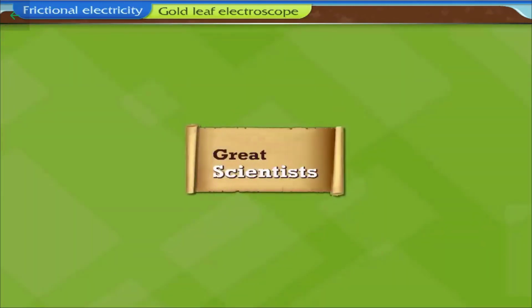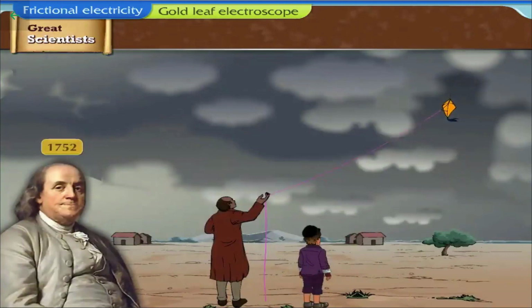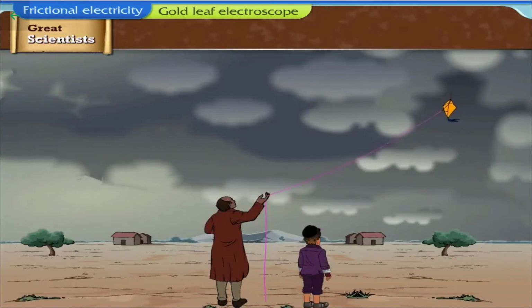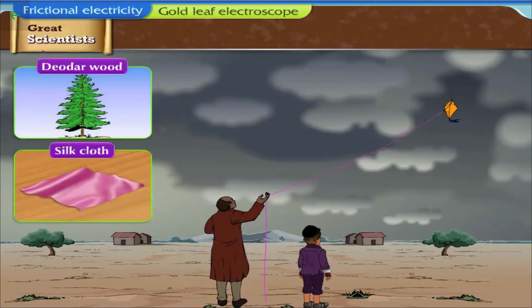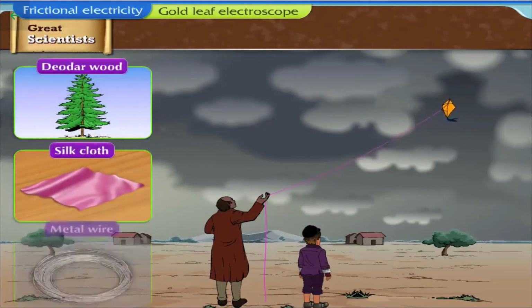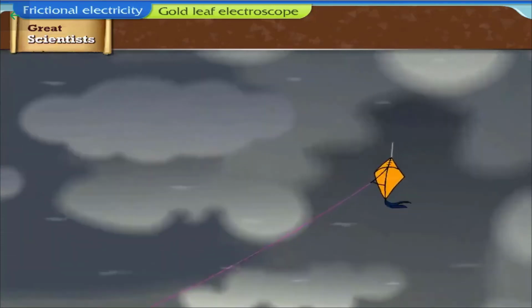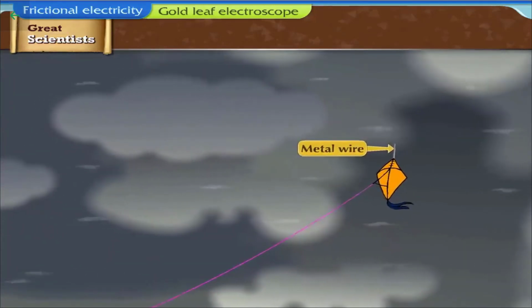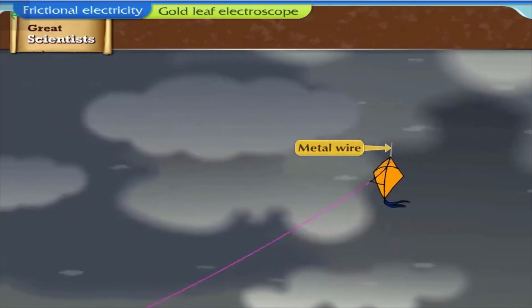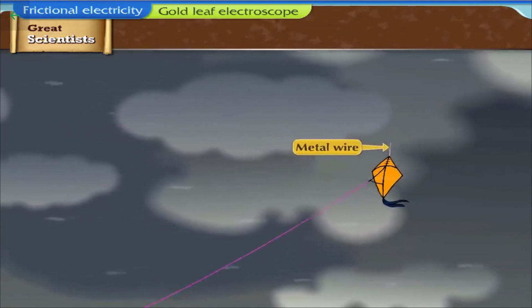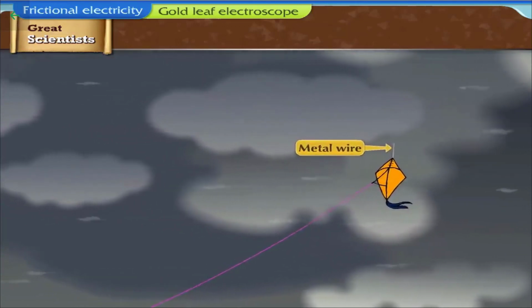Great scientists. In 1752, Benjamin Franklin conducted an experiment of flying a kite with his son William. The kite was made using deodar wood silk cloth instead of paper, as it would not tear with wind and rain, and a metal wire. The metal wire was joined in such a way that its one end was at the top of the kite and the other end was joined to the string of the kite.